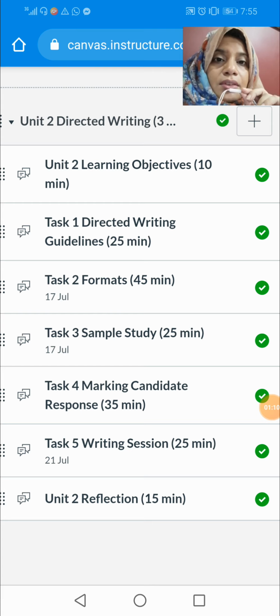Next, I want to tell you about the structure of a directed writing task. I use an acronym, SLAP, for this purpose. SLAP stands for structure, language, audience, and purpose. While you read the question for the directed writing task, you need to be aware of the audience and the purpose. Who is your audience and why are you writing?